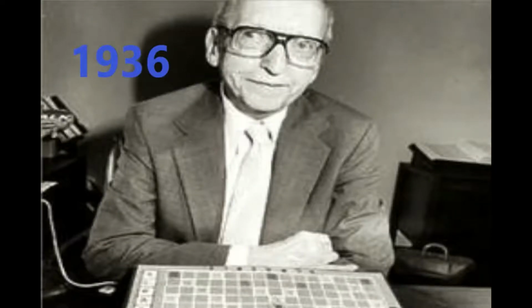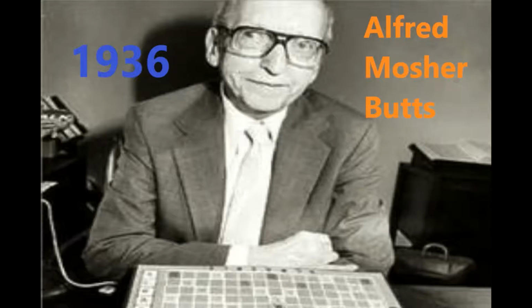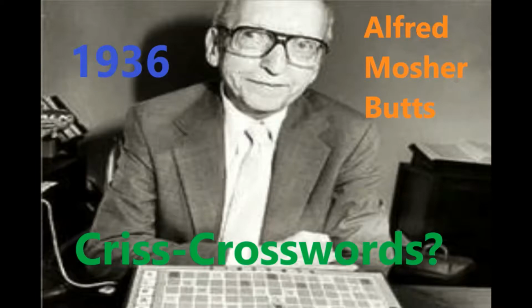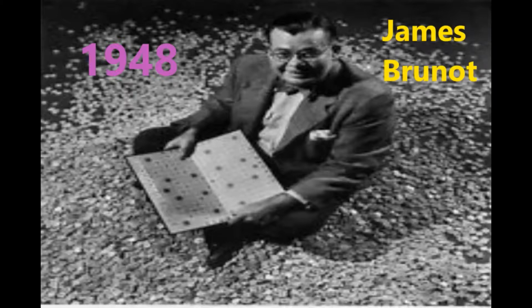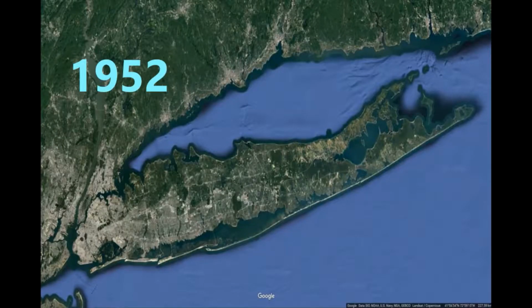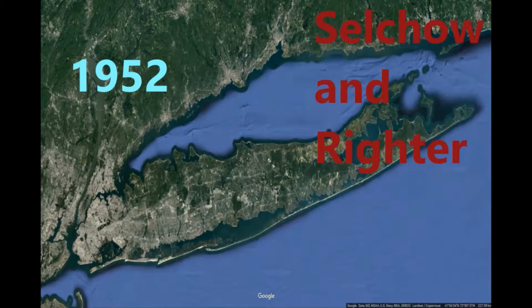In 1936, Alfred Mosher Butts invented a game where you earn points forming words with letters and squares. He named it Crisscross Words? That doesn't sound familiar. But then, in 1948, he sold game rights to James Brunot, who named it the familiar Scrabble. Then in 1952, James sold manufacturing rights to Selchow and Righter, based in Long Island. Then he sold brand rights to them 20 years later, in 1972.